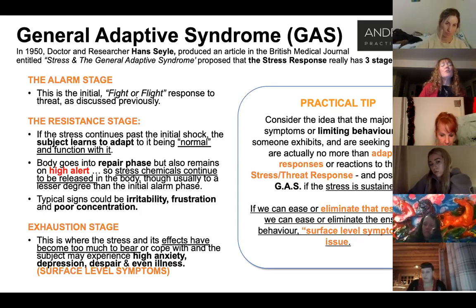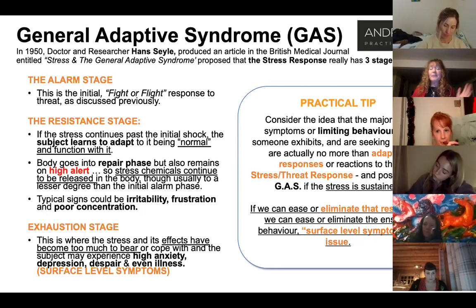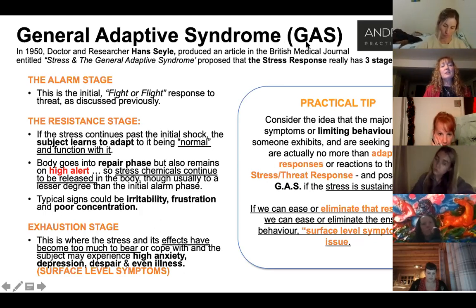Okay. So what we would be aiming to do then is to help them to stop responding in that way, and change their behavior, really. So that's basically what we're trying to do. So that's the GAS response. Okay. So is there any questions about that at all? Any questions at this point?